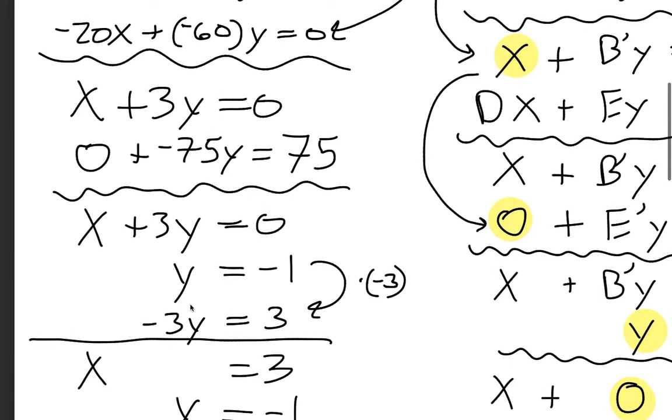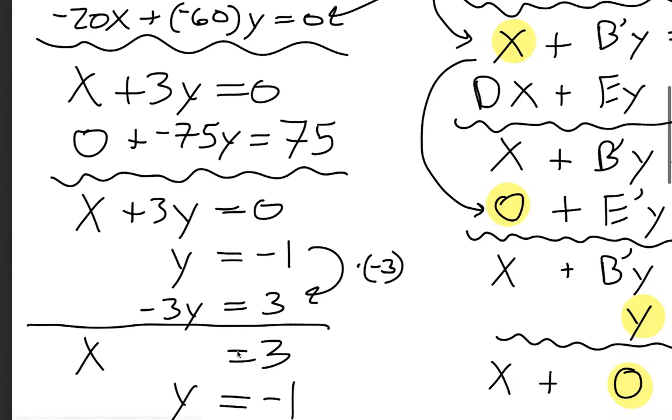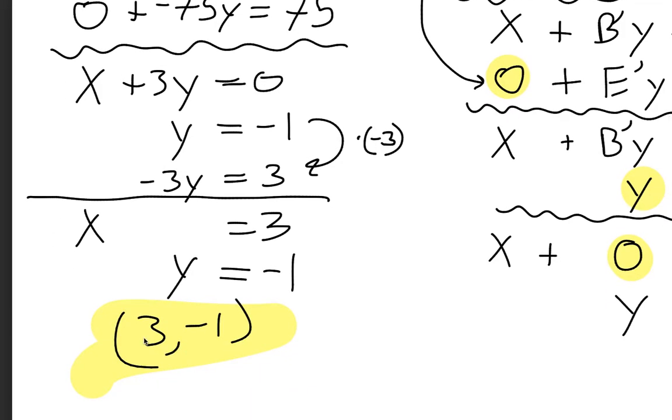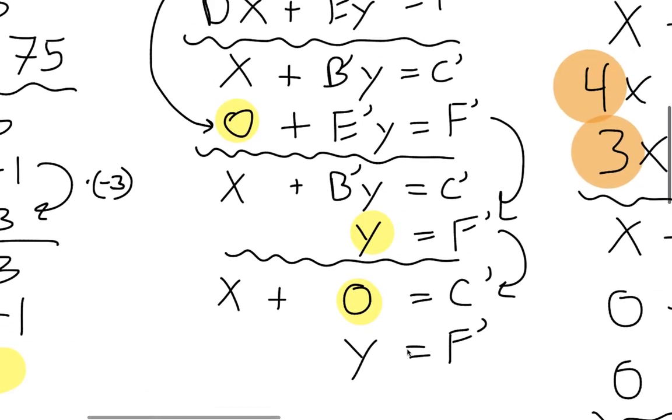And now that I have the top equation and the bottom equation here, y is equal to negative 1. You can substitute negative 1 into here, and you get x equals 3. So we know the solution is 3 comma negative 1.